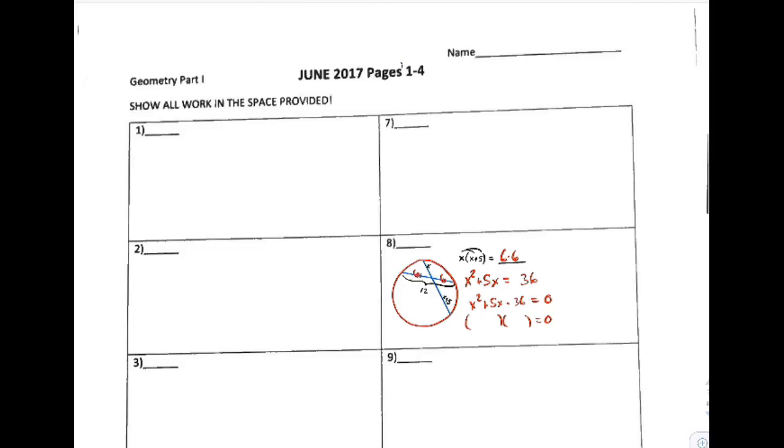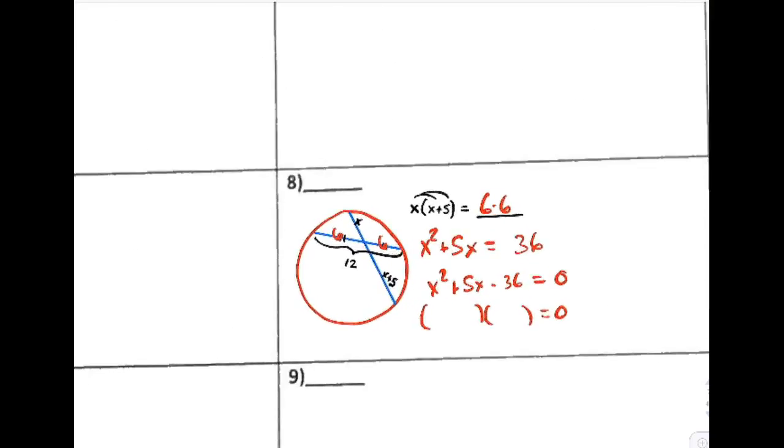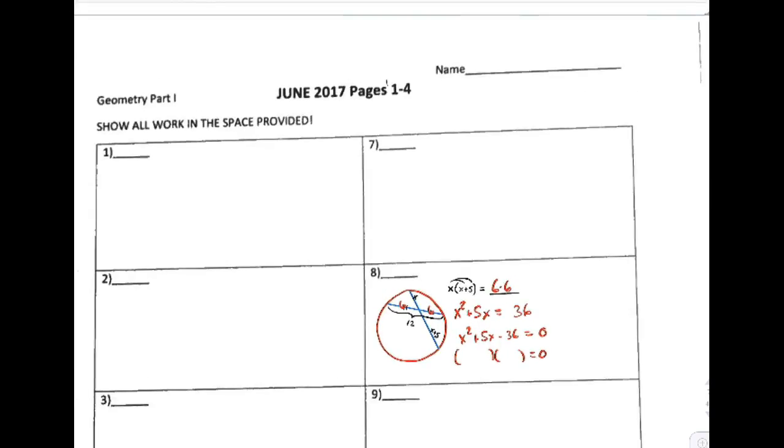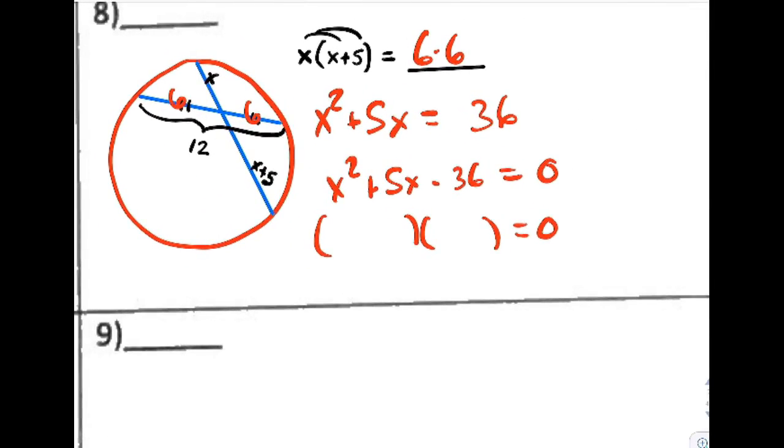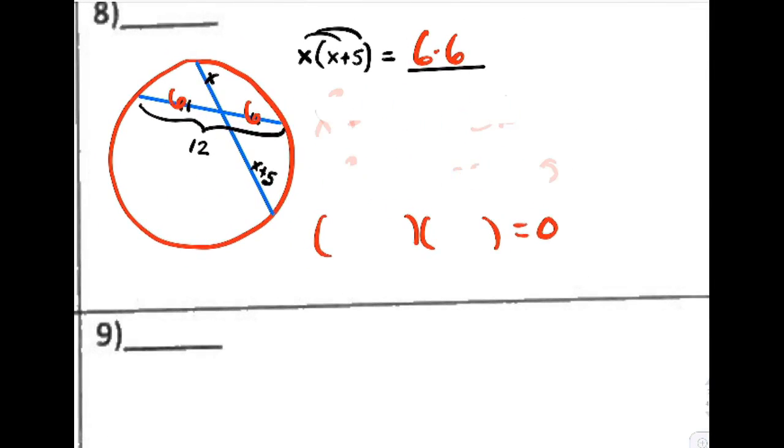Okay, so I'm going to help you with each one of these now. Number 8, I'm going to put them in the right spots too. Number 8 on this page. I'm going to show you how I got this far first.